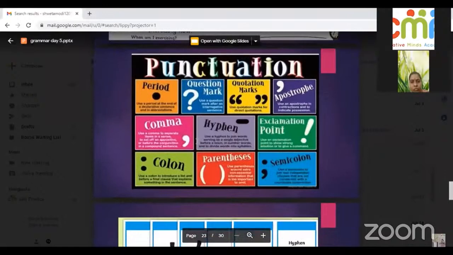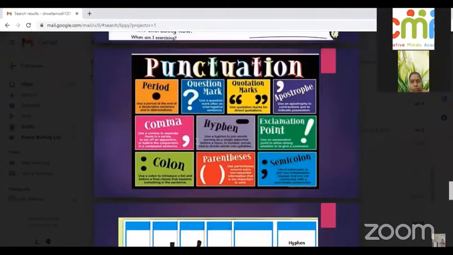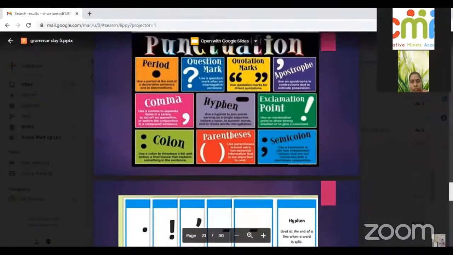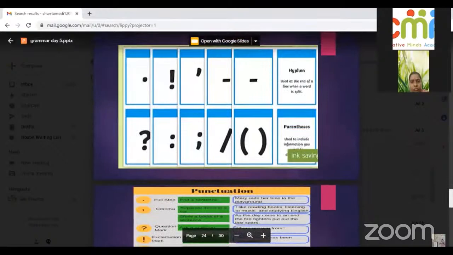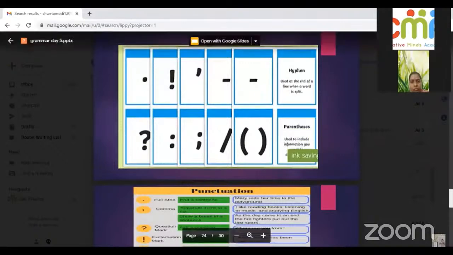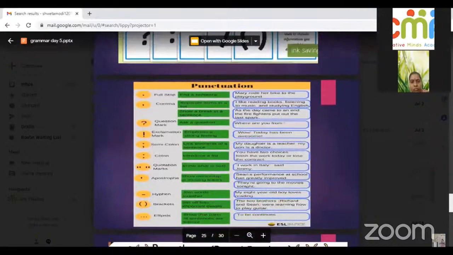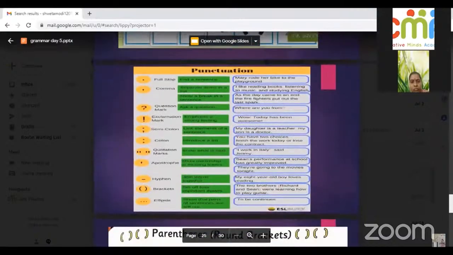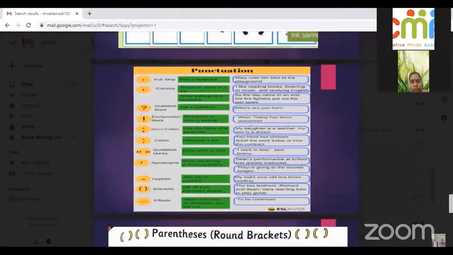Punctuations: full stop, question mark, quotation mark, apostrophe, comma, hyphen, exclamation, all of this we have done. Now colon means 2 dots, parenthesis means round bracket, and semicolon is 1 dot and 1 comma. Now we will learn the use. So hyphen is used at the end of a line, which we did. Parenthesis is round bracket. You can take a screenshot of punctuations. This we know: full stop, comma, question mark, exclamation mark.